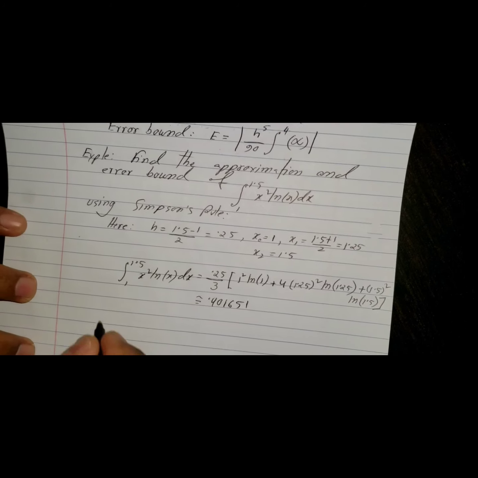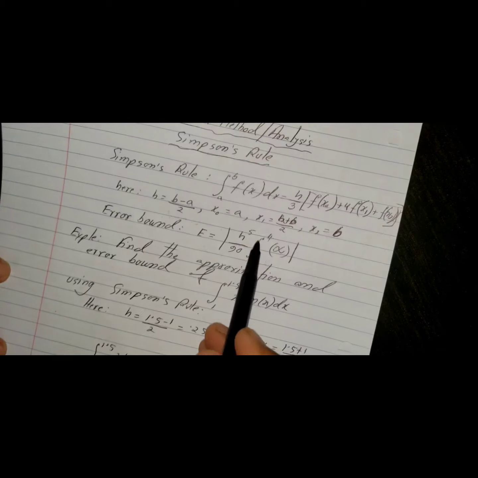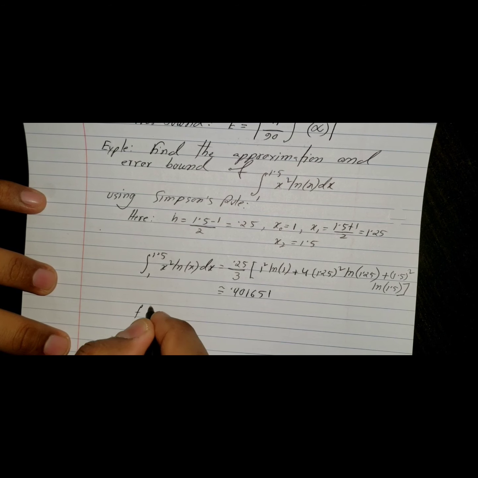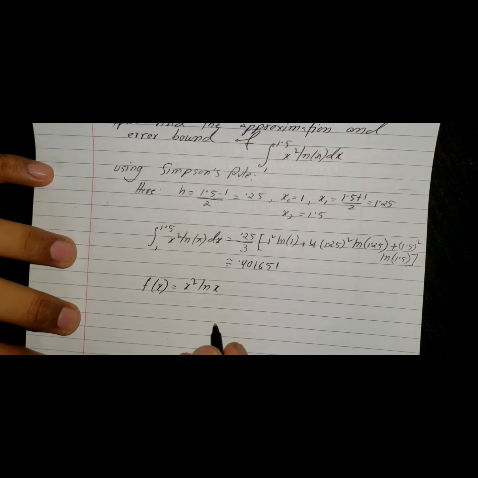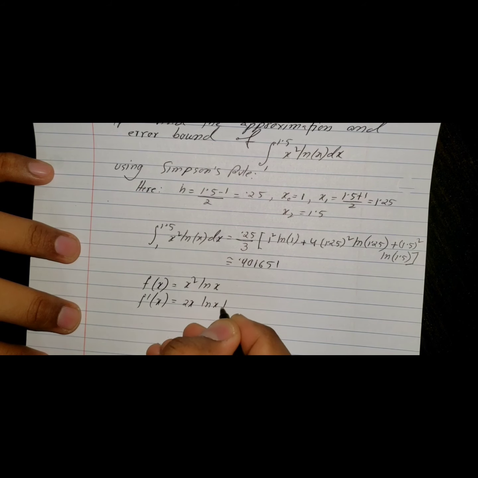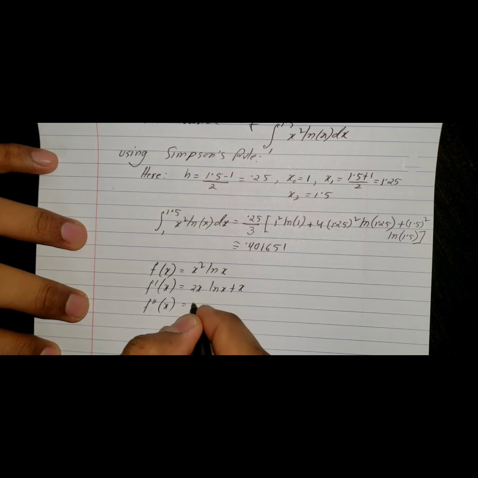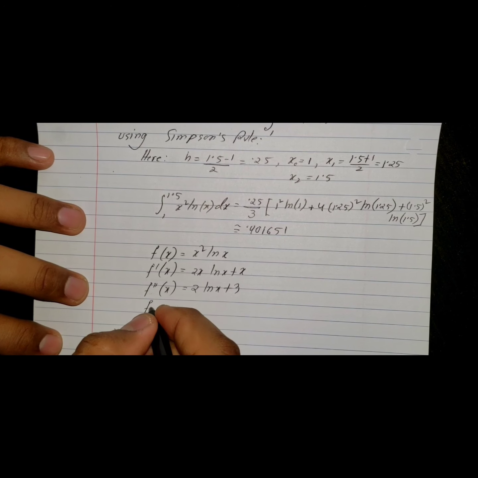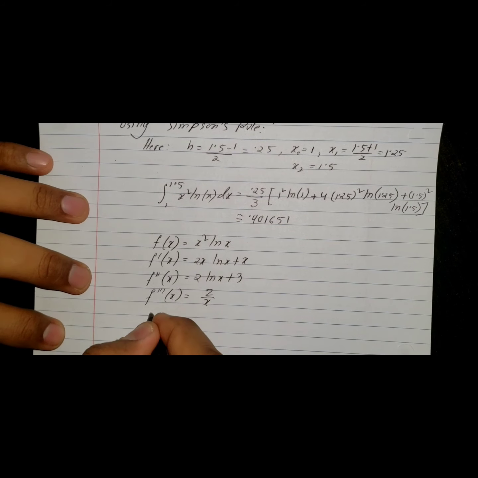Now you know that you need to find the derivative of up to the power 4. So you have f(x), which is x squared ln x. Find f'(x), I mean the first derivative, which is giving you 2x ln x plus x. Find the second derivative, which is giving you 2 ln x plus 3. Find the third one, and find the fourth one.